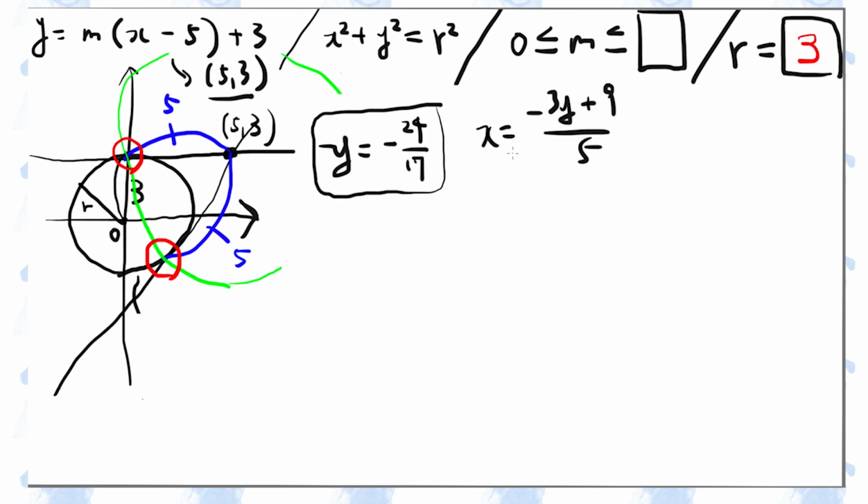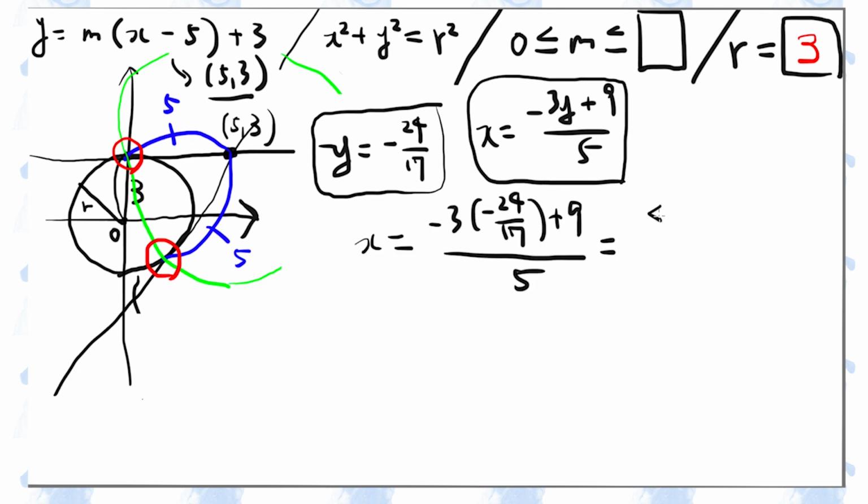To find the corresponding x value, let's substitute this value of y into this equation. This is equal to 45 over 17. 45 over 17, minus 24 over 17. So we can substitute these values into the equation of the straight line to find the maximum value of m.